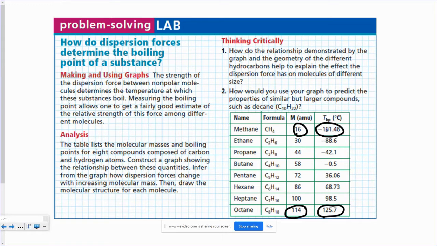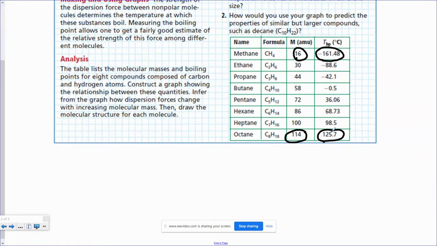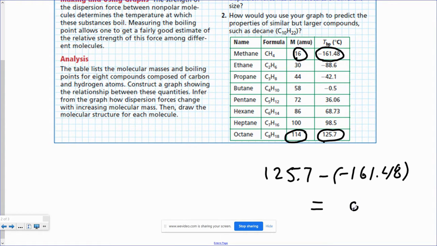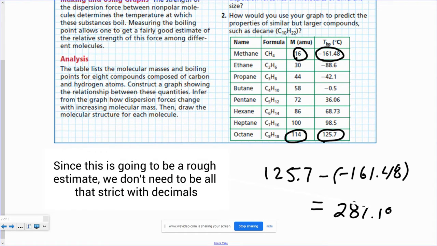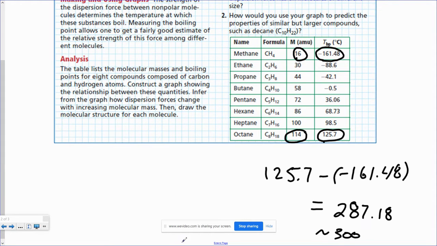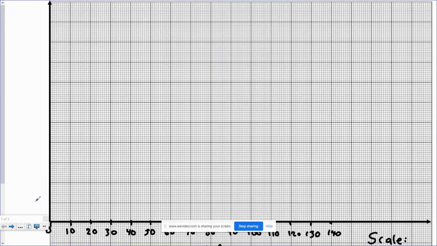Here, we want to start with a negative 161. We got to go up to 125.7. So final minus initial will give us our change. Let's punch that into a calculator. That's 287.18, or we'll say probably about 300 degrees.